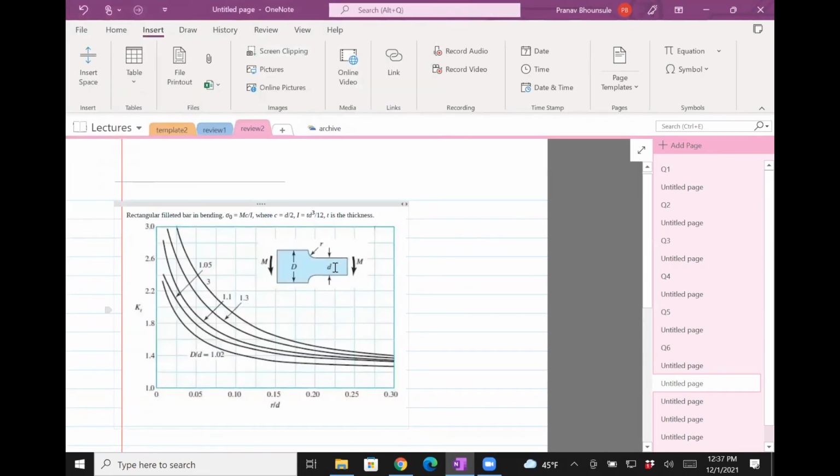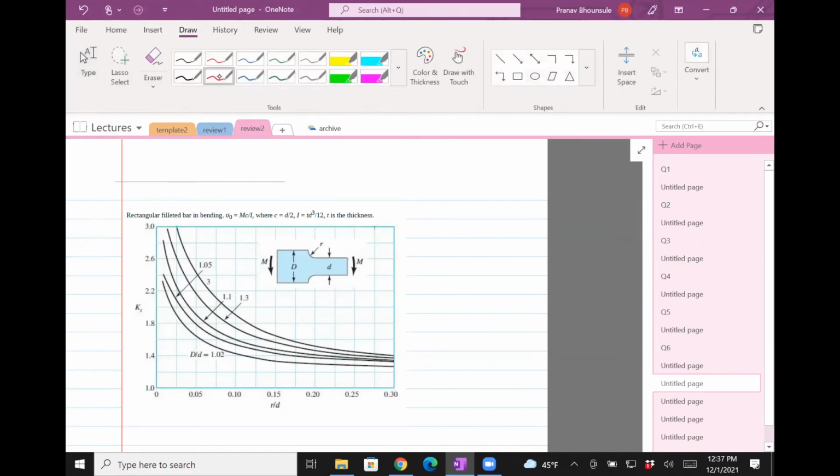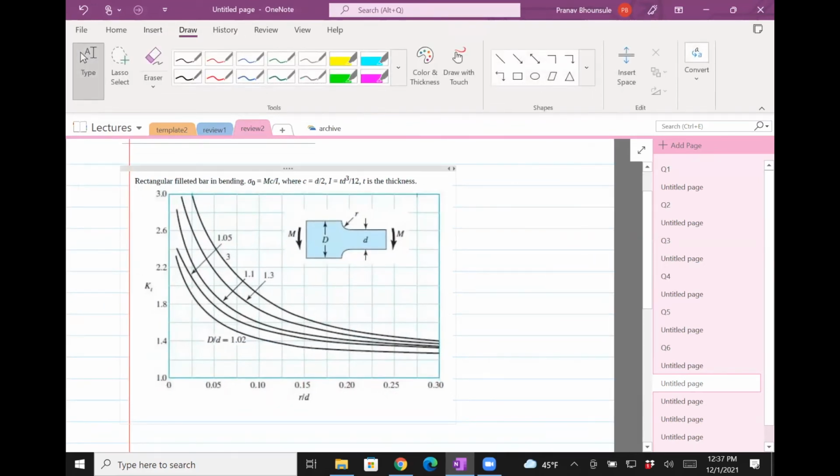Okay, this is the geometry, right? And what I need is to find the stress concentration factor. I need two ratios. One is capital D divided by small d. So capital D is 1.1. Small d is 1. So this is 1.1. Small r divided by d. So small r is 0.1. Small d is 1. So it's 0.1.